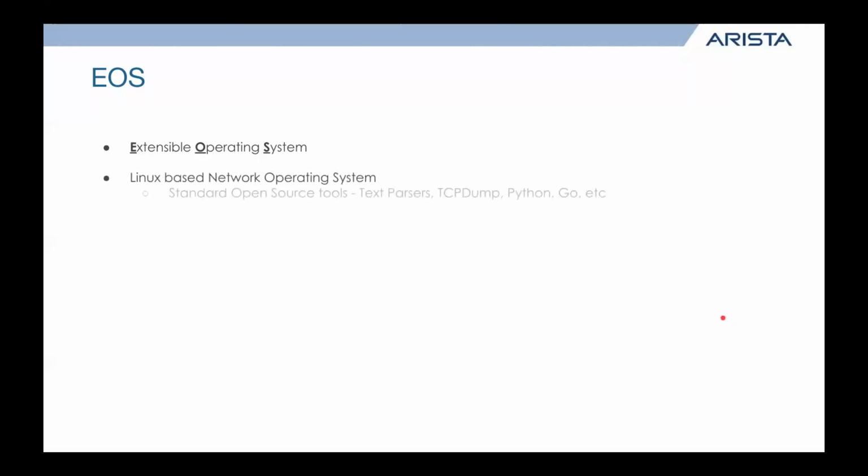So we have access to standard open source tools like our text parsers, TCP dump, Python and Go, for example. On top of that, we're using a state sharing architecture. Our CTO, Ken Duda, has a really good YouTube video about this called Arista EOS, a tale of opposite architectures. I think it's like a half-hour long. It goes into a lot of great detail about how this works under the hood.